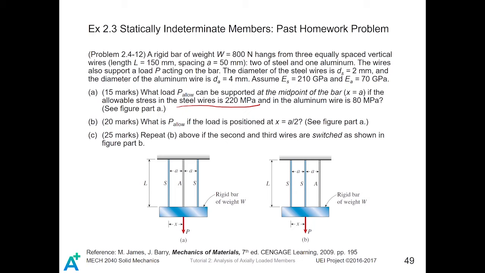Besides, what is the allowable load if it is positioned at x equals a divided by 2, which means what if the load is shifted leftward? Besides, we have to repeat this problem by switching 2 wires such that those 3 wires are not symmetrically distributed. Now let's consider each problem one by one.